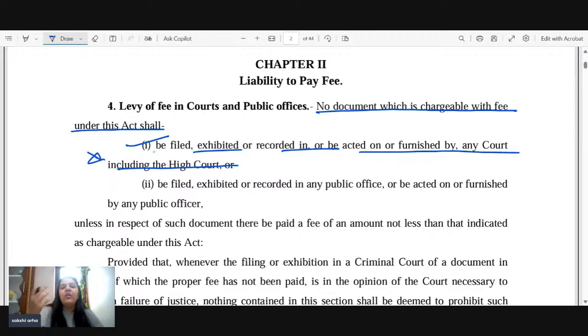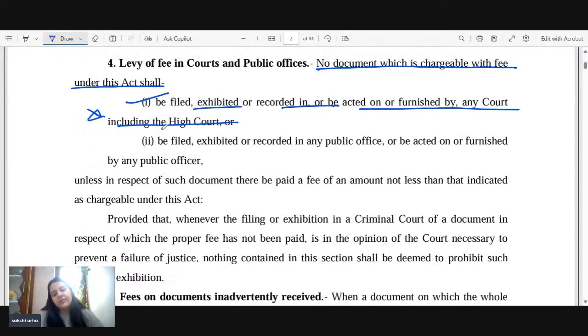What you cannot do with a document for which a fee is charged but you are not paying it: neither can you file it, nor exhibit, nor record, nor act upon it, nor furnish it. In which court? In any court, including the High Court. The High Court is also included here.